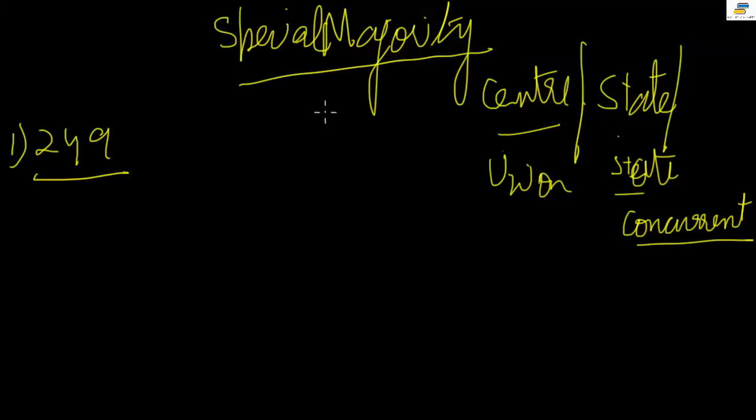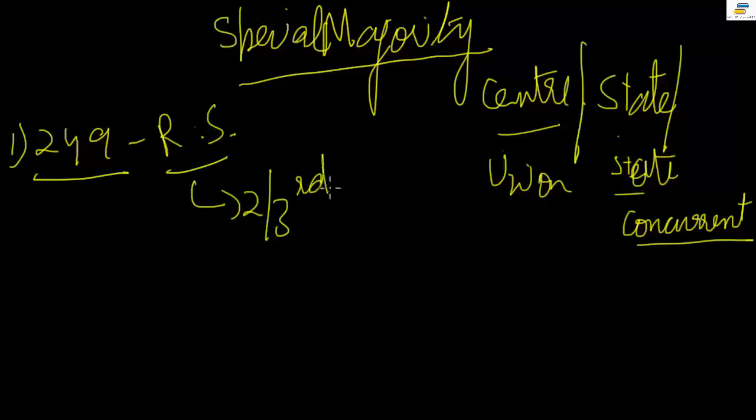Now what happens in this special kind of majority, Article 249. On the state list only the state can make a law, but under Article 249, by passing a special majority, Rajya Sabha can ask the Lok Sabha to make a law on a subject which is under the state list, right? And to do so, they have to pass a resolution with a special kind of majority, right? And what kind of majority is this? The special majority is a 2/3 majority, right? This is not simple 1/2, 50%. It is 66.67%, 2/3 of the members present and voting. This is important over here, right?